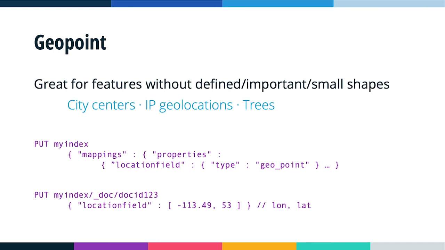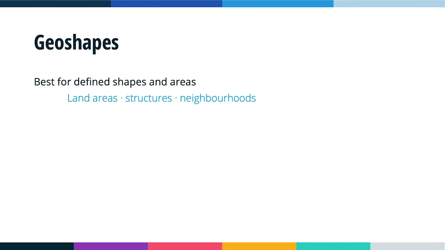Moving along to shapes, this is an example of things that you might use for things that actually have structure and shape. So that might be a land area or some sort of boundary, like a municipal boundary in a neighborhood or a province, a country, that sort of thing. Even structures. So you might be able to have the GeoJSON shape of a building, for example.